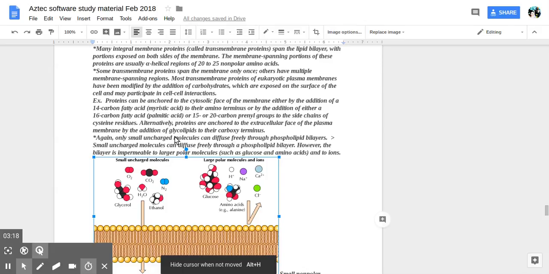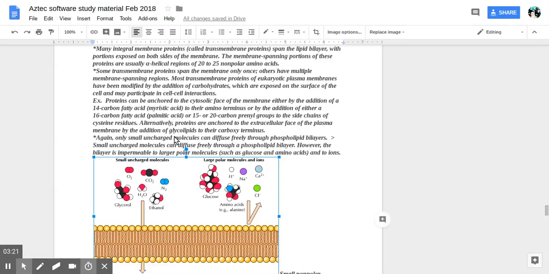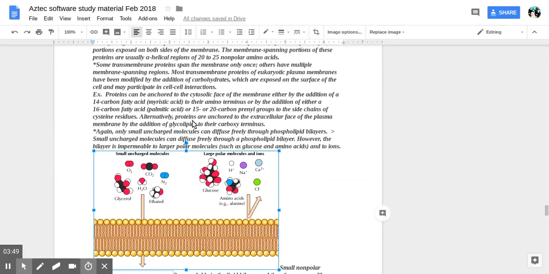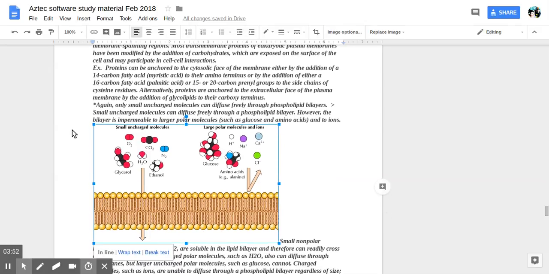So glycolipids are carbohydrates binding to lipids. So I guess via their carboxy terminus, the ends of the molecules interact. So you have extracellular interactions and cytosolic or intracellular interactions between proteins and the bilayer components.